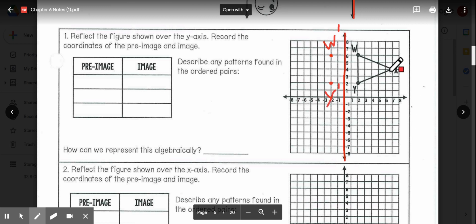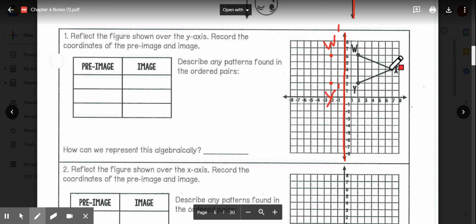For X, kind of the same idea. We can count to see how many units X is from the line of reflection. We get 1, 2, 3, 4, 5, 6, 7 units. Or we also could have seen that just by looking down and seeing that the x coordinate was at 7. And 7 is, of course, 7 units from the y-axis.